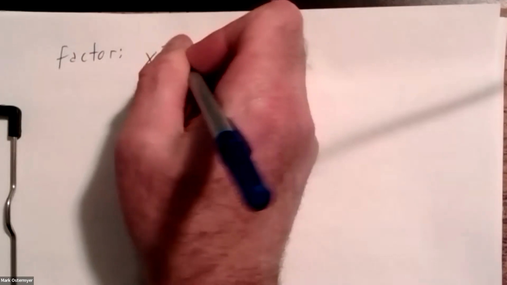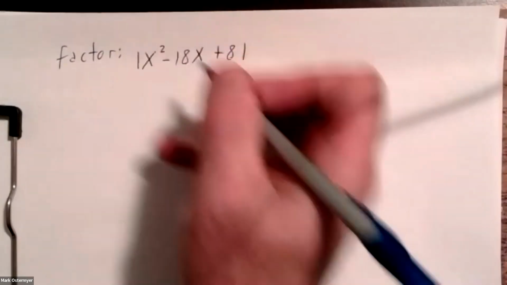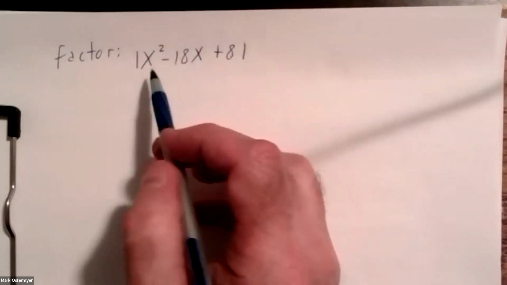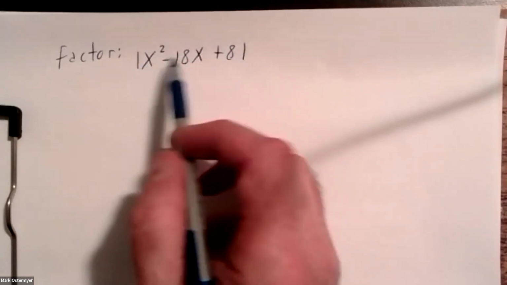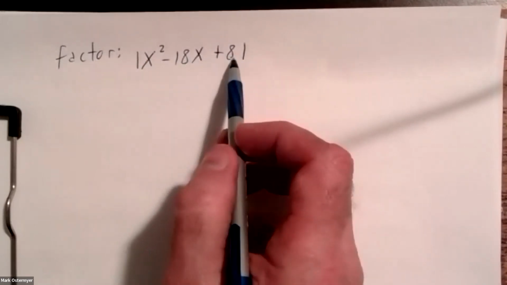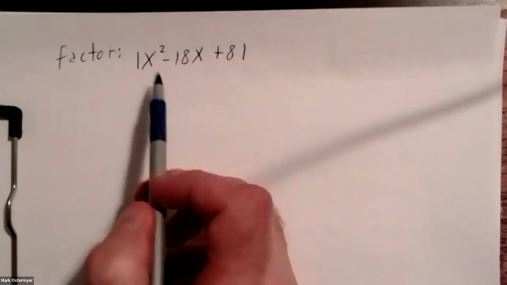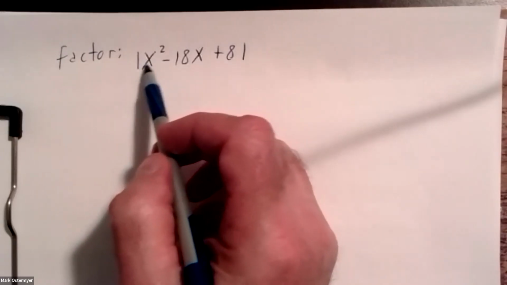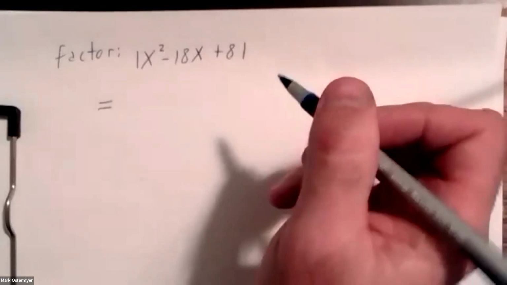x squared minus 18x plus 81. We want to factor this trinomial. First question we ask ourselves is, can we factor anything out of all three of these terms? Can I factor anything out of all these three terms? 9? Well, 9 doesn't divide into x squared. No, you can't factor a 9 out of all three terms. So it looks like there's nothing we can factor out.